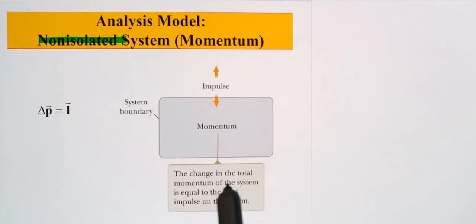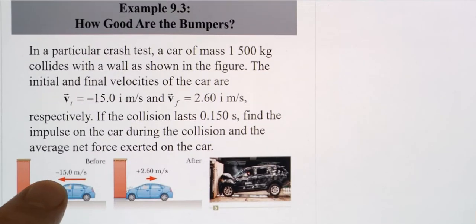So the change in the total momentum of the system is equal to the total impulse on the system. So impulse is the change in momentum. And pay attention, impulse is not related to time. Impulse is just the change in momentum of that object when there is a collision. So let's take our first example.